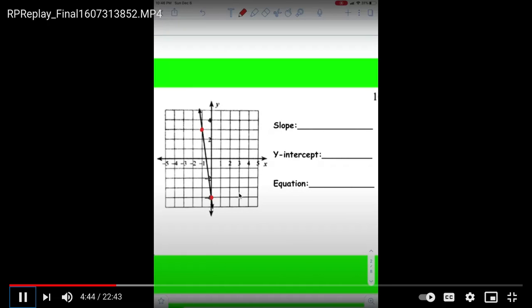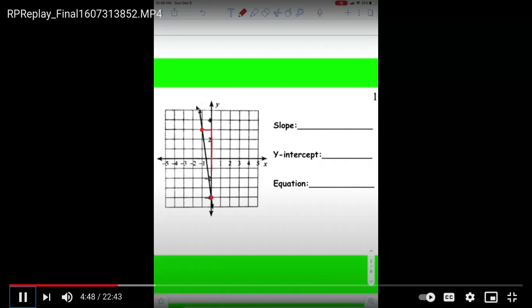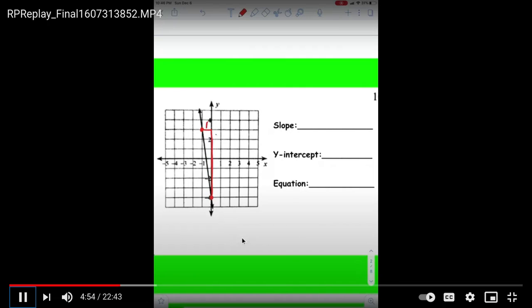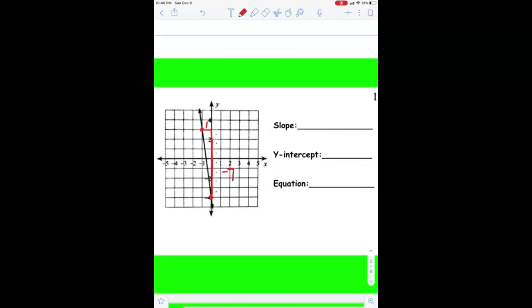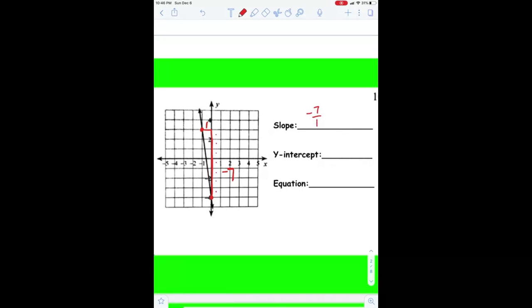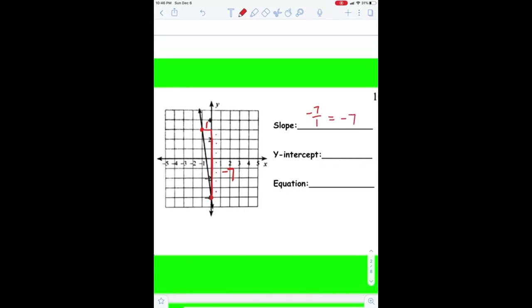I'm going to take my rise over my run, which in this case my line is rising to the left, so my slope is going to be negative. So my change in x is 1, and my change in y is -7. So my slope is going to equal -7 over 1, which is -7.